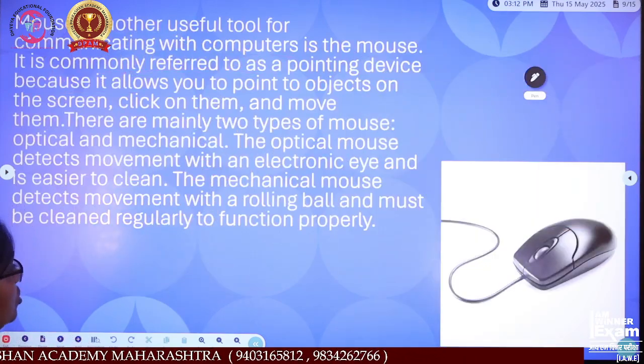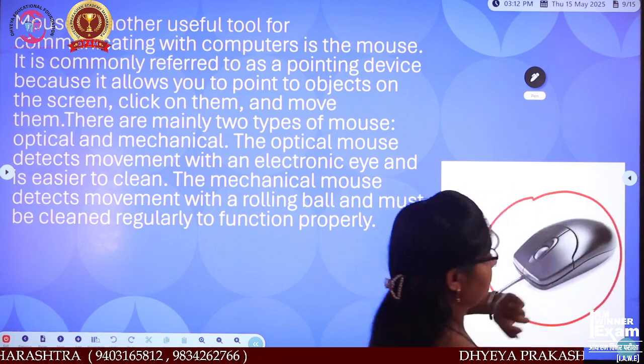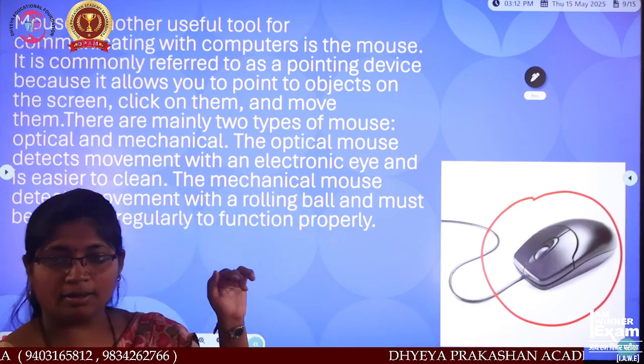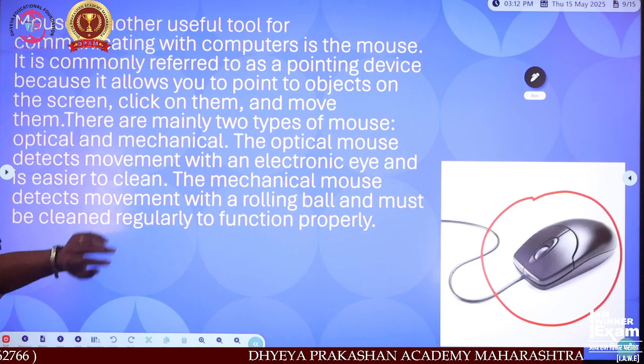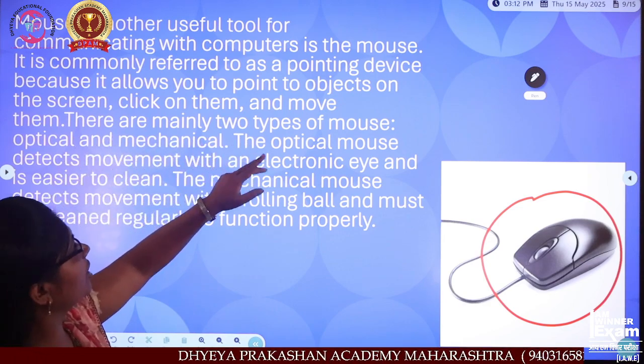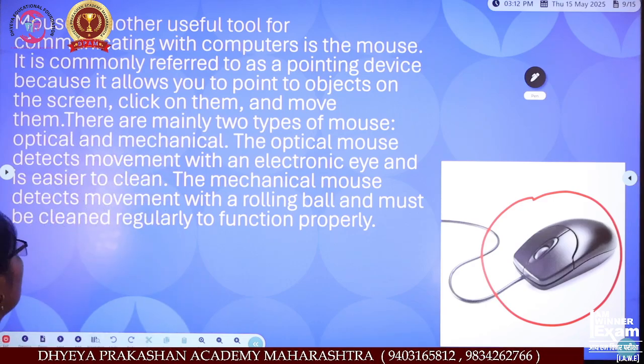Next, mouse. This is called mouse. Another useful tool to communicate with the computer is the mouse. It is commonly referred to as a pointing device.